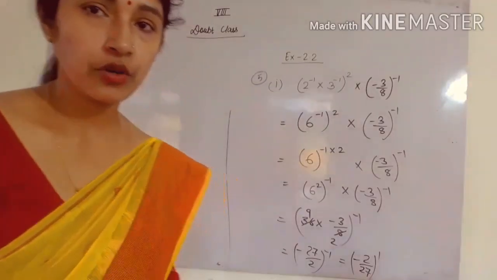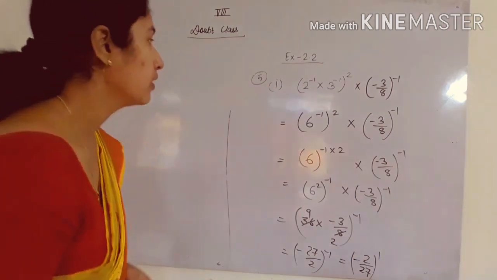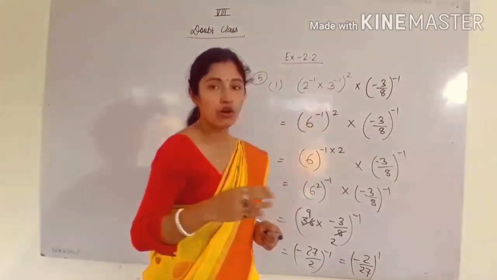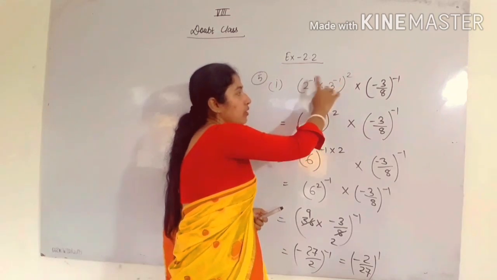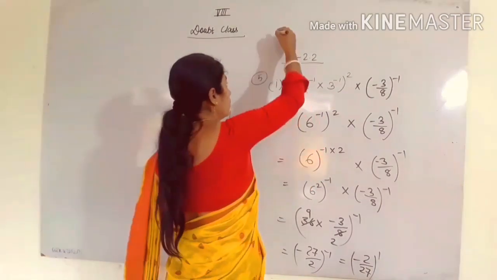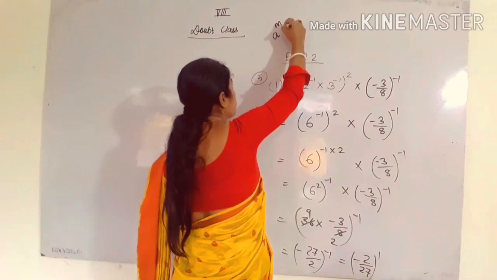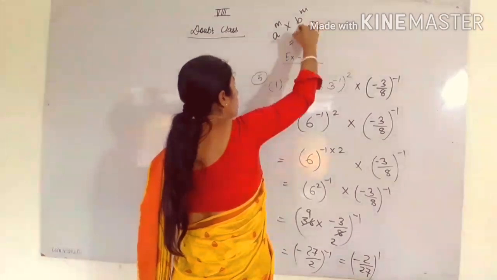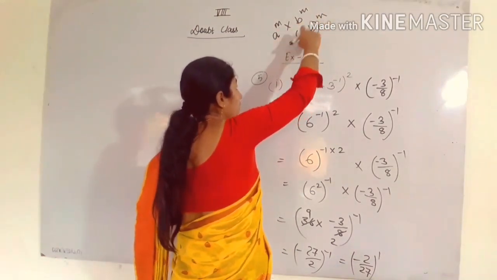So next question is from the exercise 2.2. Question number 3, fill in the blanks. See here, you have to simplify this one. You have to use the law of exponent. So see here, base is different but power is same, and between both of them multiplication symbol is there. So you have to apply the law, that is a to the power m into b to the power m, that is equal to ab whole to the power m. That means you have to multiply the base and the power will be same.